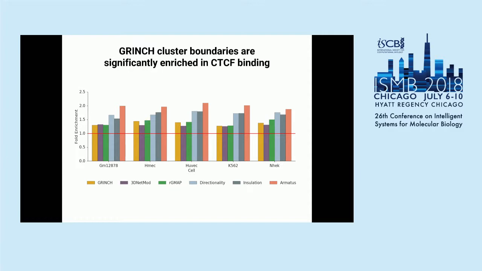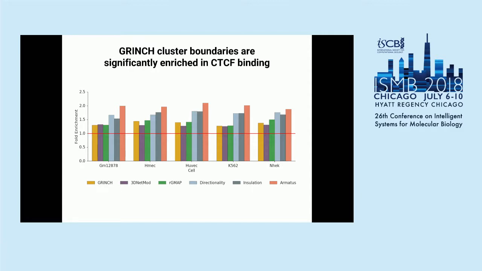So Grinch here, oh, there's a pointer. Grinch here is represented in yellow. Levels above this red line right here represent above one-fold enrichment. And you can see that across 5 different cell lines, Grinch clusters are significantly enriched in CTCF signal at levels comparable to other graph-based methods like 3D-NetMod.